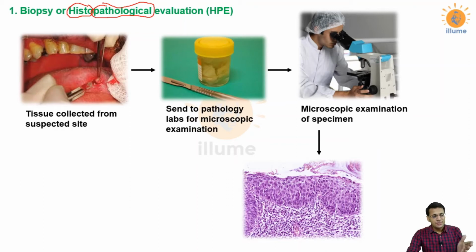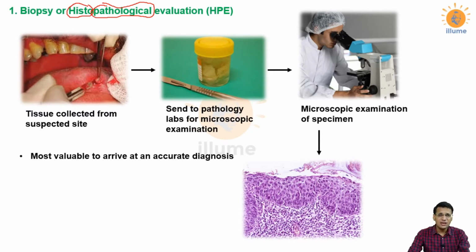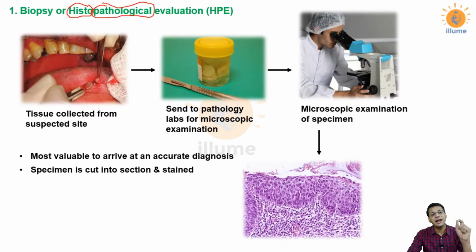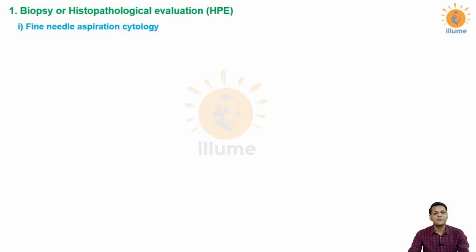As we all know, the cells in a tumor and the cells in normal tissue vary in certain microscopic features. So by looking at those microscopic features, we can easily rule out which cells are normal cells and which cells are cancerous cells. That is called biopsy or histopathological evaluation. It is the most valuable diagnostic tool, which helps us arrive at an accurate diagnosis. The specimen which is collected is first cut into a very thin section, then stained, and then seen under the microscope.